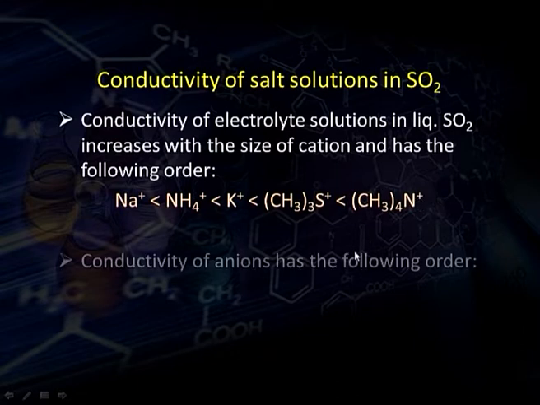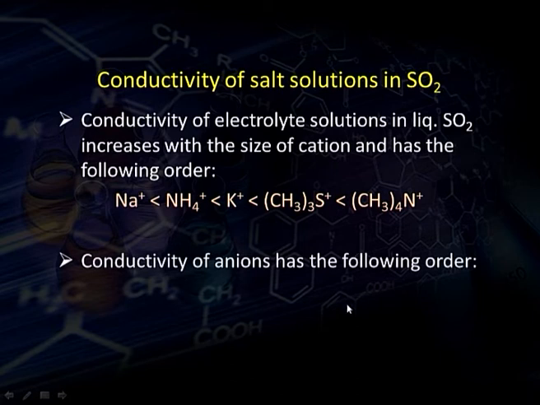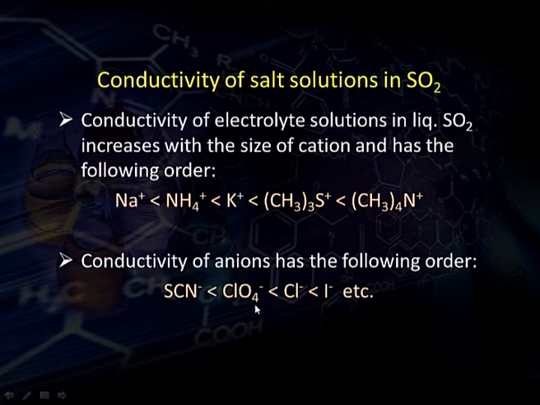The conductivity of anions has the following order. We have thiocyanate, whose conductivity is low, then we have ClO4 minus, then chloride ion and iodide ion. So, this is the increasing order of their conductivity.